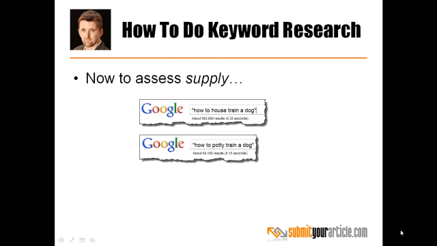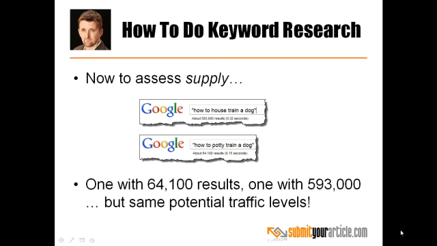Now you need to assess the supply, or in other words, how many competing websites are out there for the same keyword phrase. And you could see a wide difference in results here. How to house train a dog with nearly 600,000 competing results, and how to potty train a dog with around a tenth of that at 64,100, yet both have the same potential traffic levels.